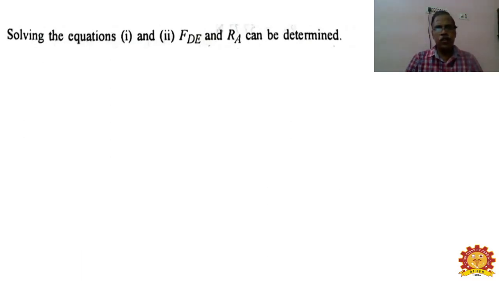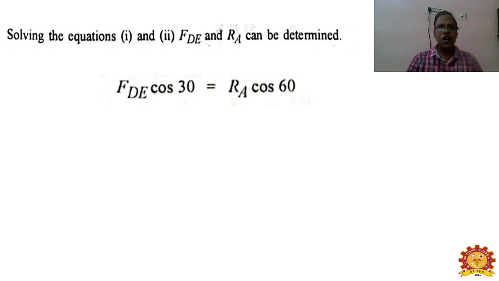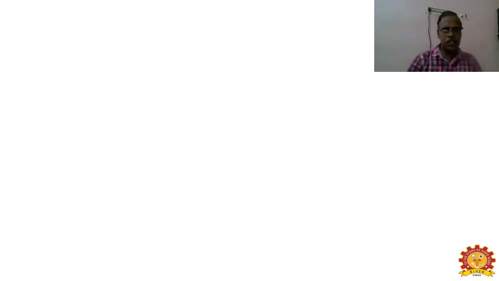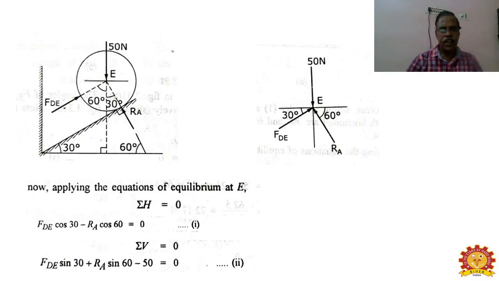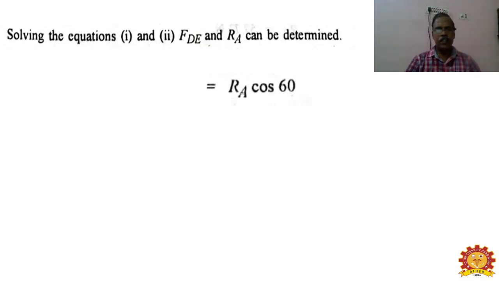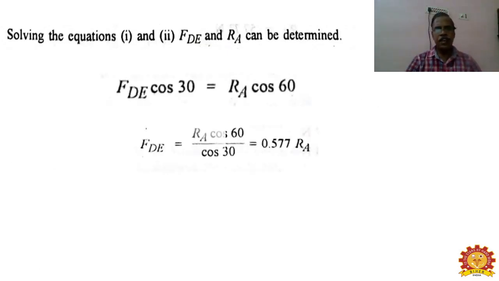Solving equations 1 and 2, it can be determined like FDE cos 30 is equal to RA cos 60. Do you know how you got it? From the previous equation, FDE cos 30 is equal to RA cos 60. Okay, so that is what is given now. And similarly, FDE is equal to RA cos 60 divided by cos 30. That will give us FDE in the form of the RA value itself. So you know very clearly that FDE is equal to 0.577 RA.